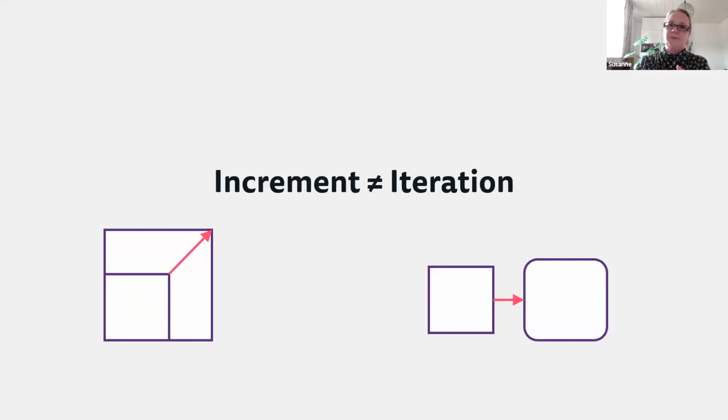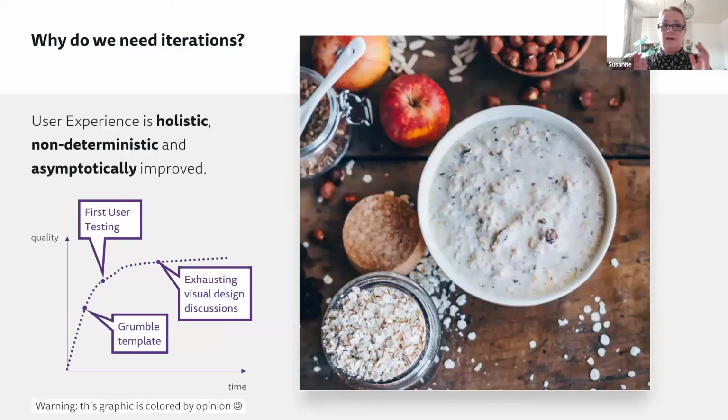And this is something that Agile procedures per se don't support. So we have to divide the problems into chunks and iterate on smaller things. But explain to the Agile people why we do need iterations, why we can't live only with increments. And this is due to the nature of user experience itself. So, to make it short: user experience is holistic, non-deterministic, and asymptotically improved. That's it. It explains everything.